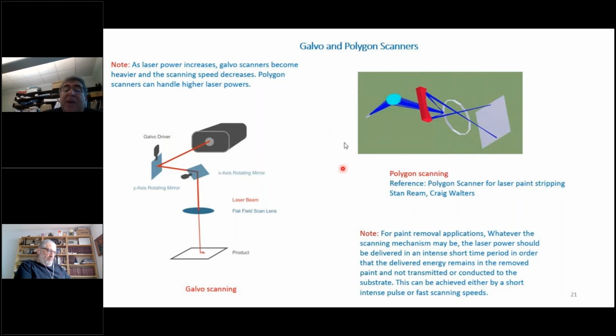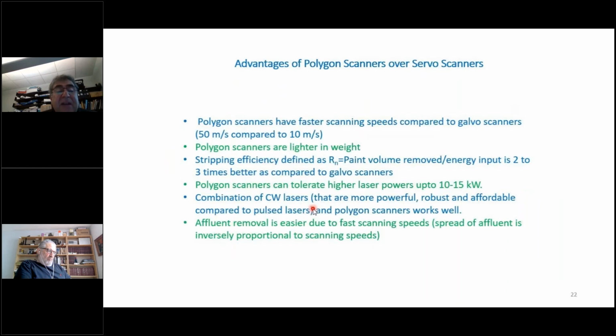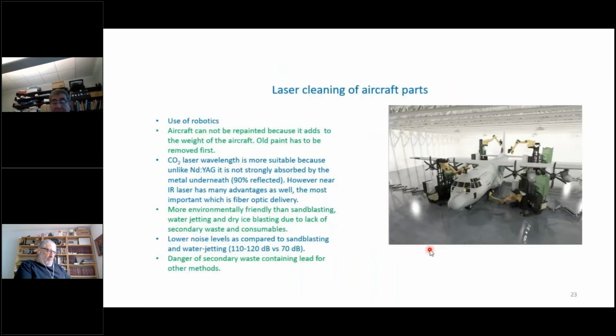It's also a good combination with CW lasers. If you ever want to use a CW laser with a polygon scanner, it would work in some applications. So a polygon scanner is preferred to a Galvo scanner for higher power lasers. It also has other advantages such as they're lighter in weight, they are faster, for example, 50 meter per second compared to 10 meter per second. And effluent removal is also easier due to fast scanning speeds. All right.